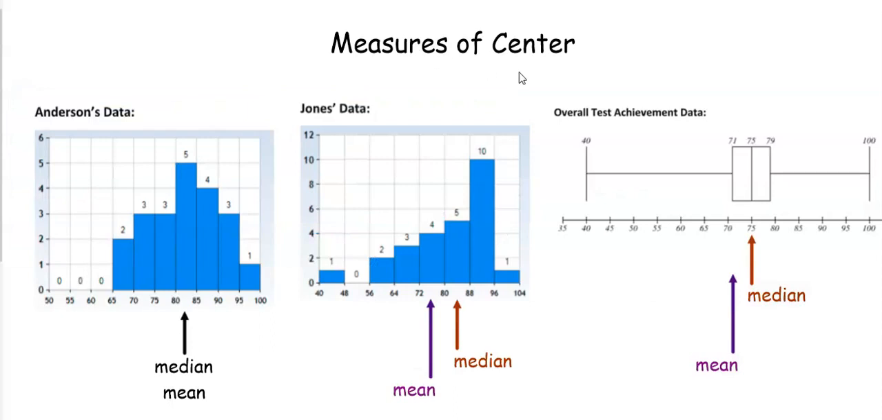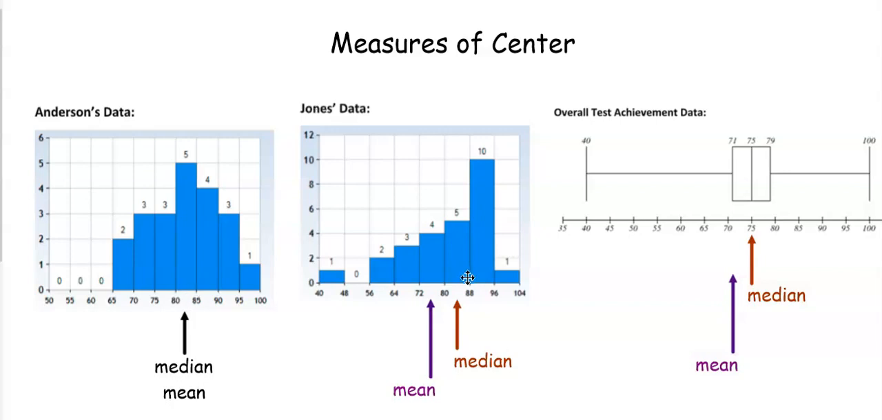Now let's look at measures of center. For Anderson's data, we have a normal distribution. That means the mean and the median are approximately the same value, which would happen right at the center of the histogram. This bin, this column, is representing scores between 80 and 84. So the mean and median would be somewhere between 80 and 84.